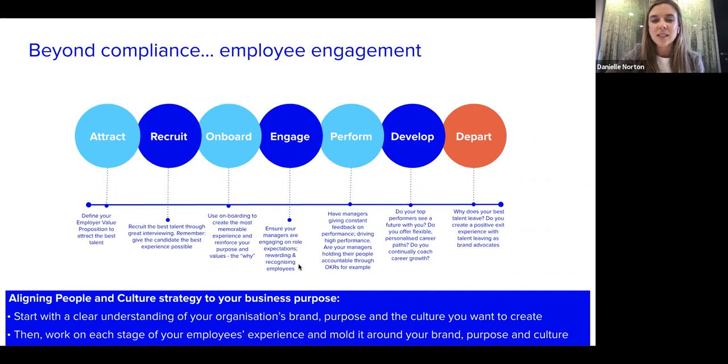But a big piece is including this within the attraction, recruitment, and onboarding stage and starting to engage your employees. So things like custom surveys, right? Things like coaching, one-on-ones, ongoing development, which is a wider business priority, but actually falls under HR. Do you have a solution that can align and centralize those things?